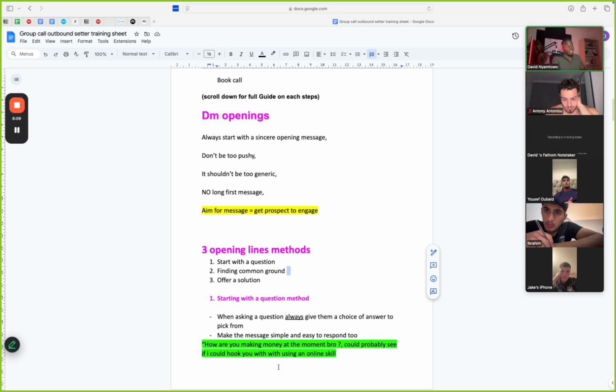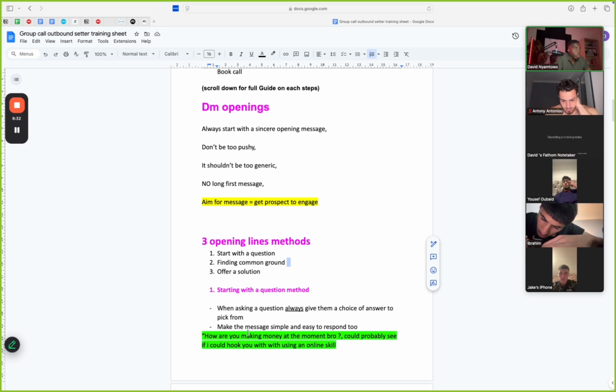And by the way, a lot of the context with this is that this was for an outbound campaign that I was managing, all right? It was helping people get into high ticket sales, and I was managing it for a friend of mine. So that's why it's all going to be about making money. And obviously, you guys are going to be able to see how it relates to you, okay? So when you're asking a question, you always want to give them a choice of answer to pick from, okay? And make sure the message is simple and easy to respond to.